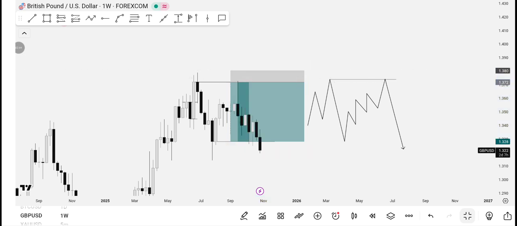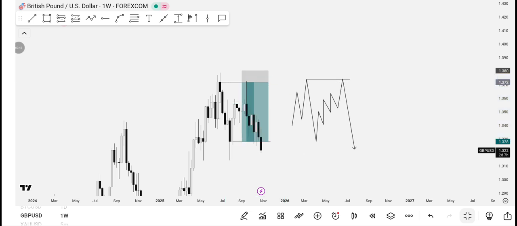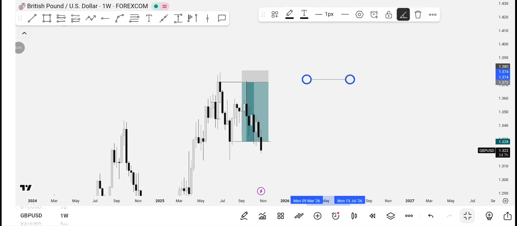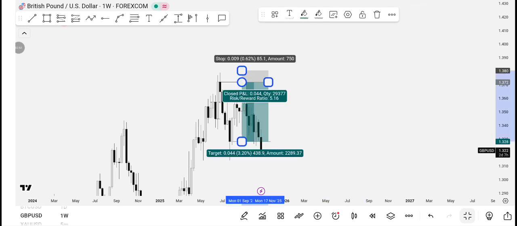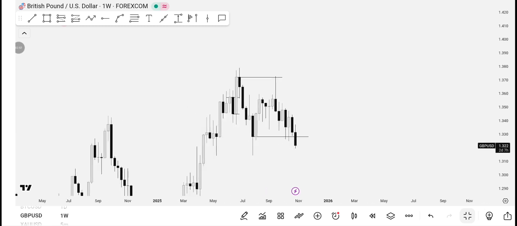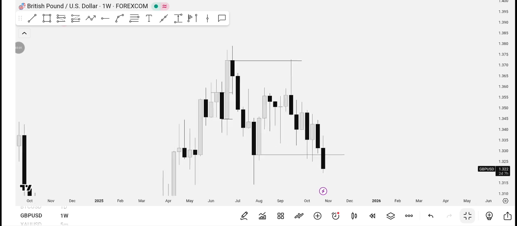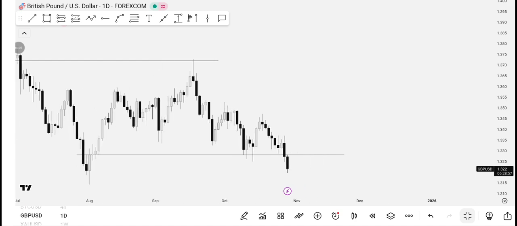This is a 5 risk to reward trade on a weekly, which is not that impressive, not advisable. So you would go down to your daily or 4-hour time frame for refinement. You have to refine your entries for a higher risk to reward trade. So we're moving over to our daily time frame.